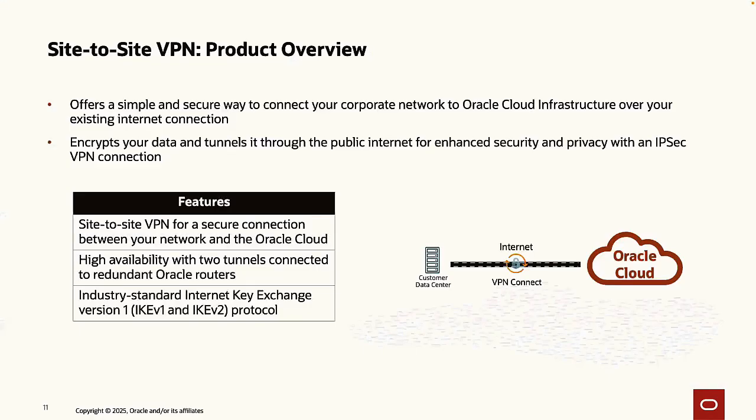We will be discussing the site-to-site VPN option as a private connectivity method. Site-to-site VPN provides an Internet Protocol security connection, which is IPSec, between your on-premises network and your virtual cloud network. The IPSec protocol suite encrypts IP traffic before the packets are transferred from the source to the destination and decrypts the traffic when it arrives.